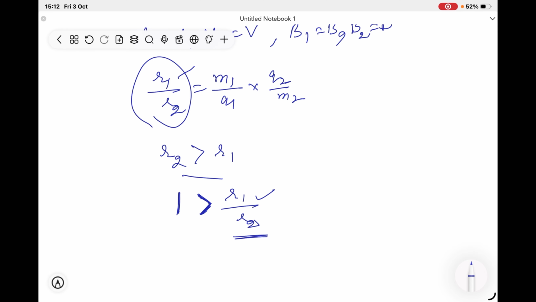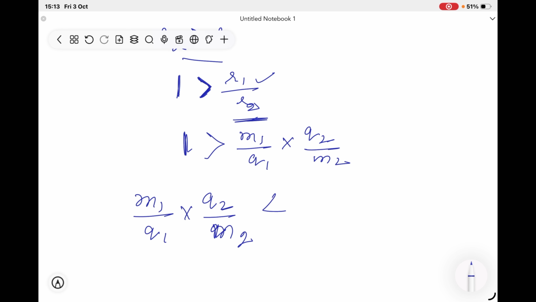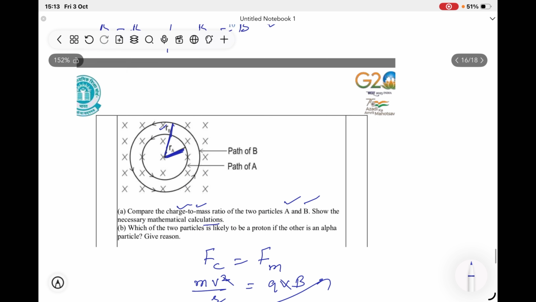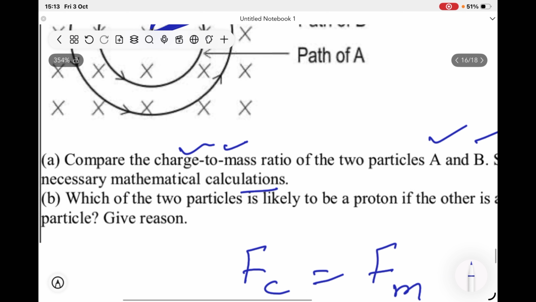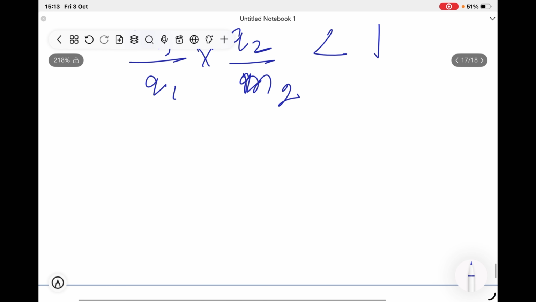Okay, so R1 by R2 की value कितनी है? This is the value. Let us substitute M1 by Q1 and then Q2 by M2, less than का sign towards it and then 1. इसको पलट के लिख लो because it is little comfortable for me. M1 by Q1 then Q2 by M2 less than का sign towards it and then 1. Now what have they asked? They have asked charge to mass ratio. Charge to mass. So how will it be written?